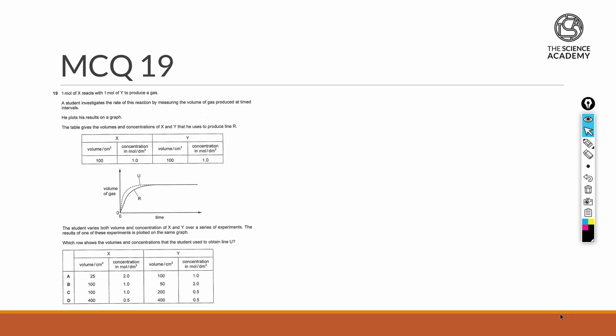MCQ 19 is a speed of reaction question, so let's investigate the profile. The original profile here sees us using X with a volume of 100 cm3 and a concentration of 1 mole per dm3, and for Y, similarly at 100 cm3 and a concentration of 1 mole per dm3. Now, it was mentioned in the first statement that 1 mole of X will react with 1 mole of Y to produce a gas, telling us that the mole ratio is exactly 1:1.